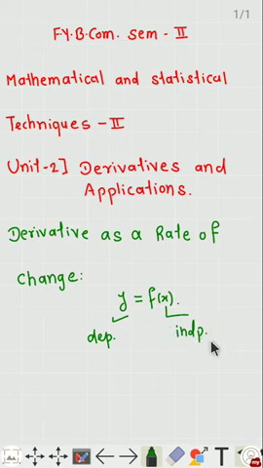In this chapter, we will find out the rate of change of y equals f of x with respect to the change in x. This rate of change is called the derivative.